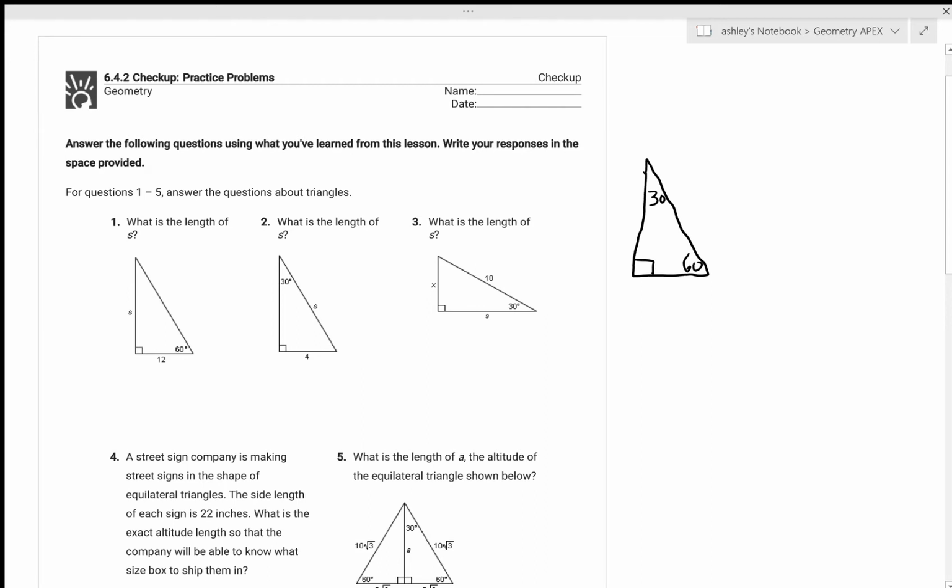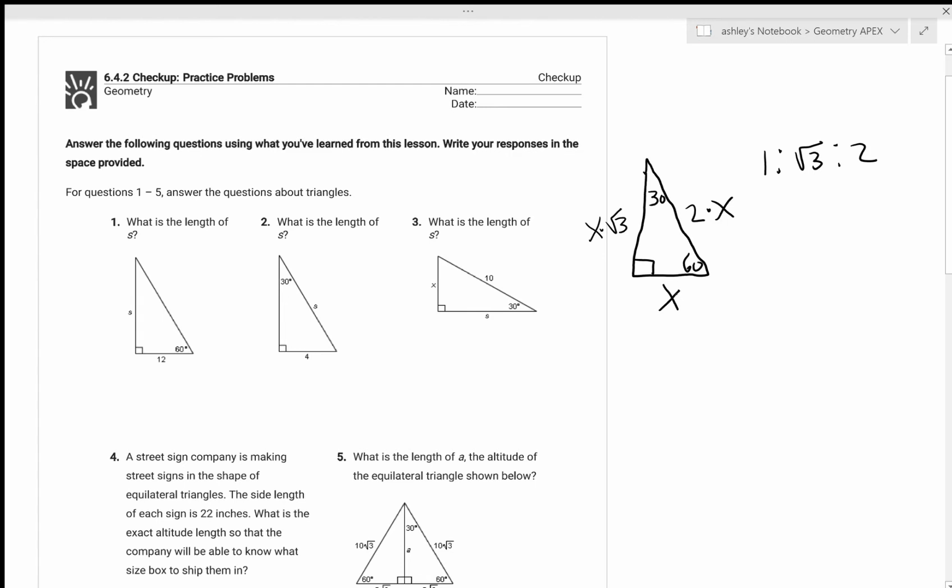Across from 30, we just put an X there normally. And then across from our 90 will be 2 times as big as our X. And across from our 60 will be X square root 3. So this is a pattern that should be emerging, where you have a ratio of 1, square root of 3, 2. And we can put in whatever number we want for X.